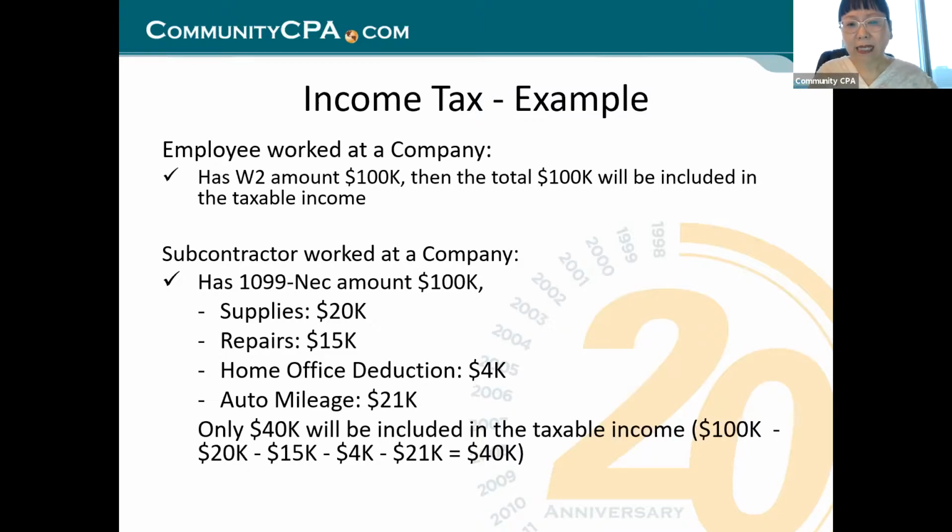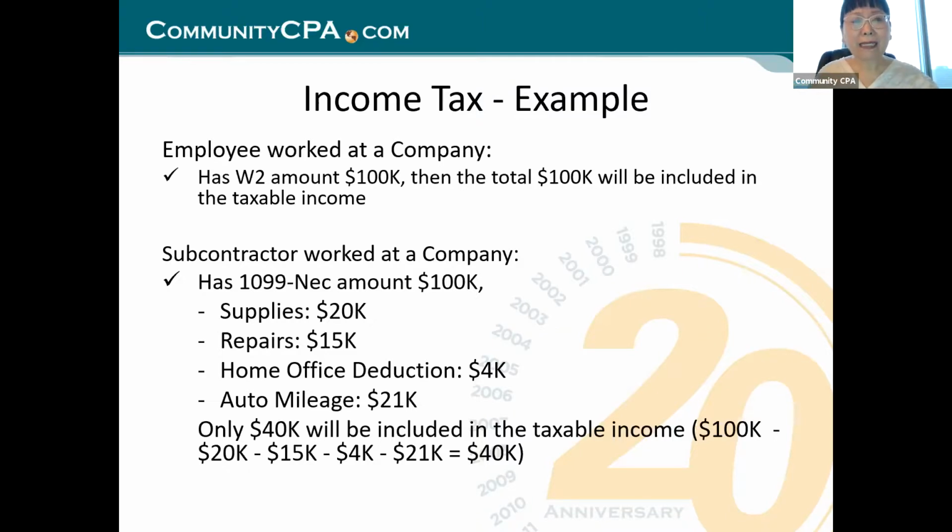For an employee who works at the company, they have a W-2 for 100K, then the total 100K will be included in taxable income, right? So you put 100K, then depending on how many kids you have, you pay taxes. For subcontractors, not so. Here is an example: you got 1099 income of 100K, and then you have supplies 20K, repairs 15K, home office deduction 4K, auto mileage 21K, and you ended up with 40K profit. You would pay taxes on that 40K profit, which is literally the same way as your 100K, just much less. That 40K is going to pay Social Security and Medicare taxes. If you are getting 100K as a subcontractor, you pay on the 40K, but if you're getting it as an employee, you pay it on the 100K.